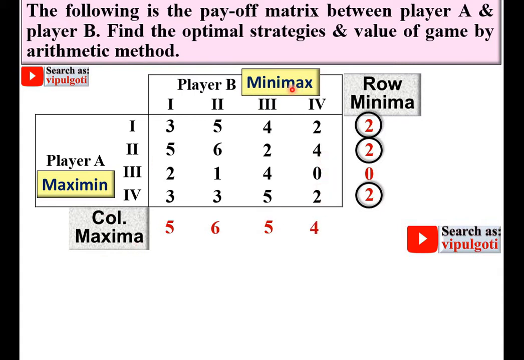Now minimax means once again the minimum value out of all maximum values. So here the minimum value is 4, so I encircle it over here. Look at these both values: the maximin value and the minimax value are not the same, and so we can say there is no saddle point.